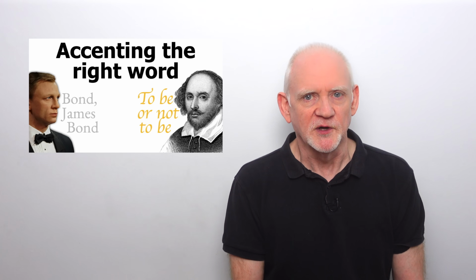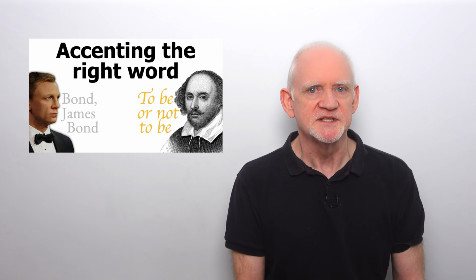In the other example on the thumbnail, the repeated words are to be. The second time around, they're given information, so the main accent shifts onto what's new, namely not, to be or not to be. And that's how we always quote the line, although in the theatre, actors are always trying to find different ways to say it.